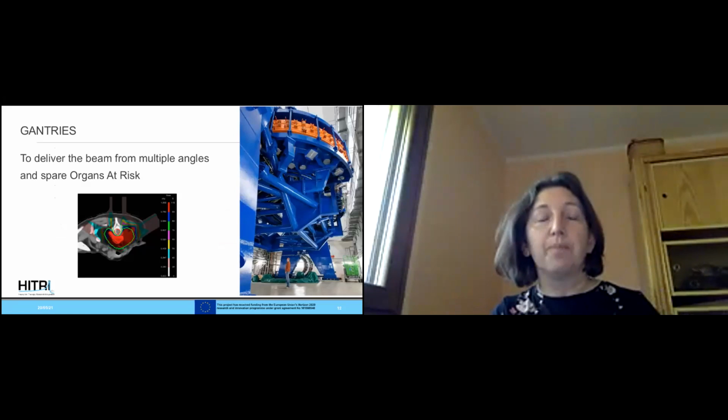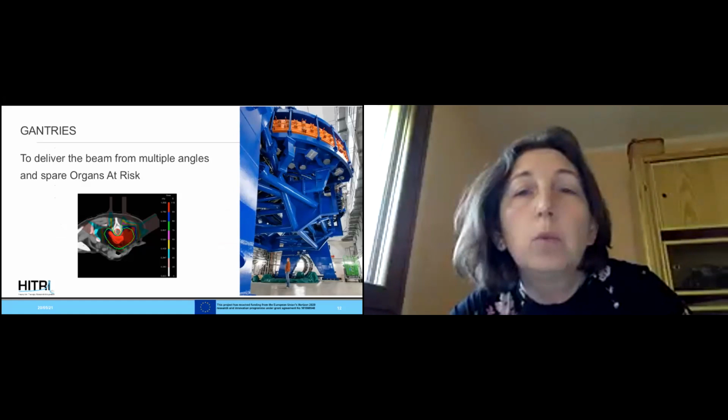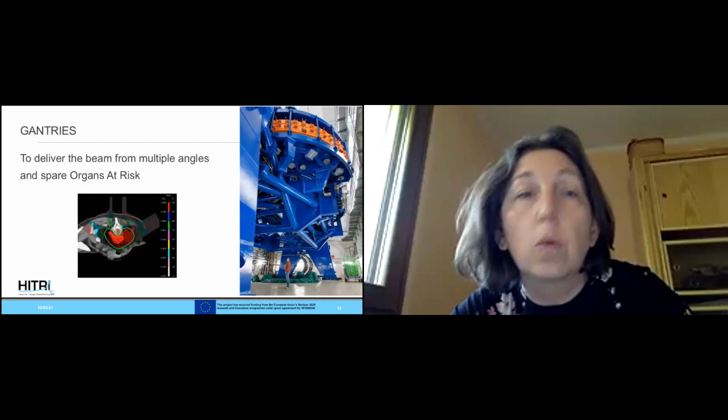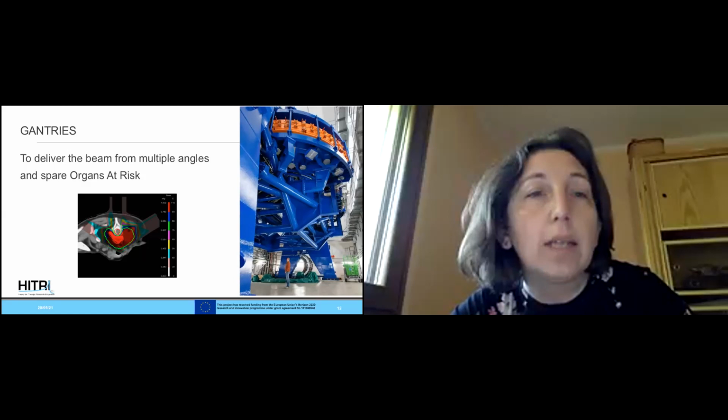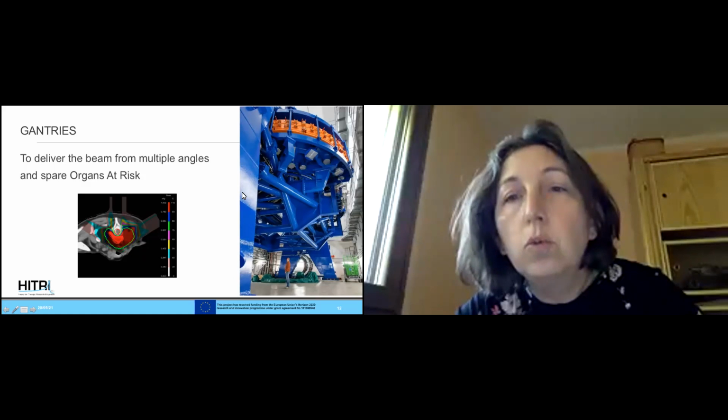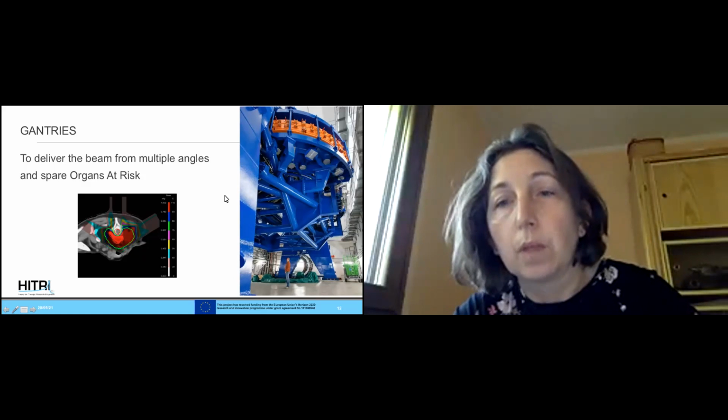Okay, gantries. Why do we need gantries? We need gantries to deliver the beam from multiple angles. Why? To spare organs at risk. You manage to spare organs at risk. It has a lot of advantages, and that's why we build such huge instruments.